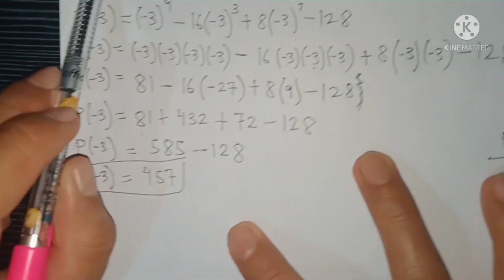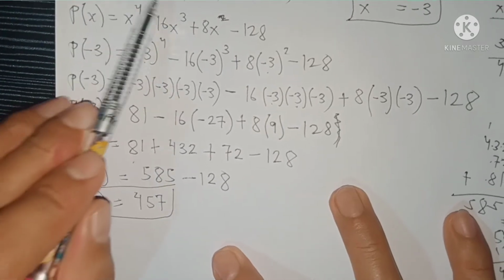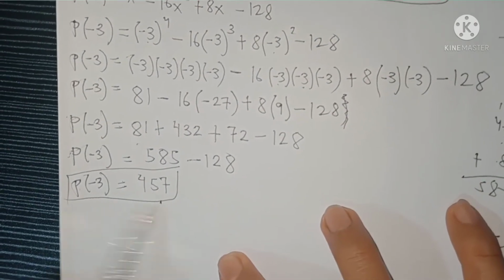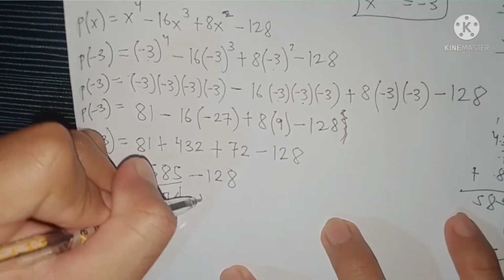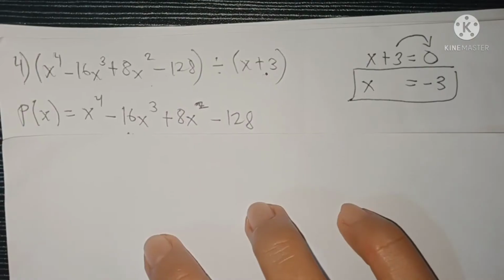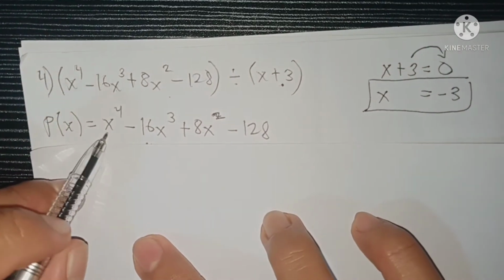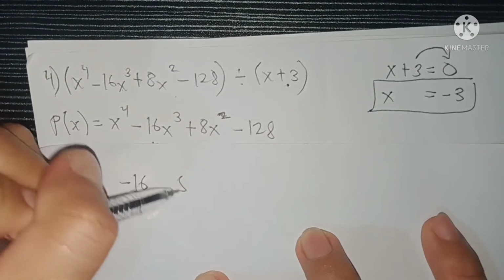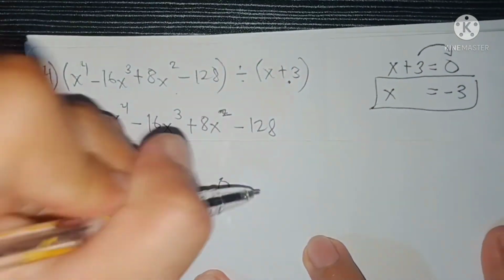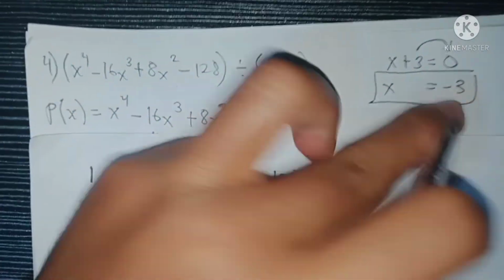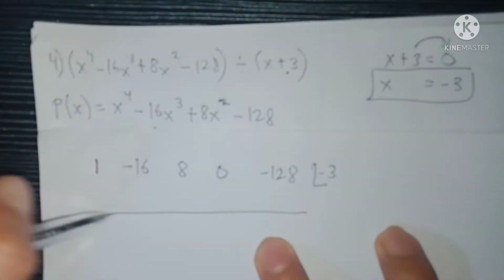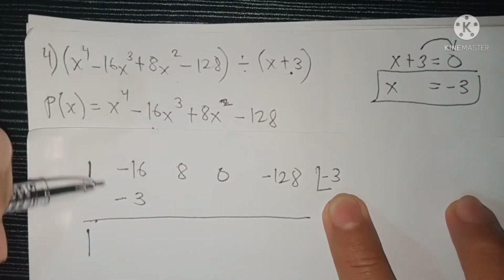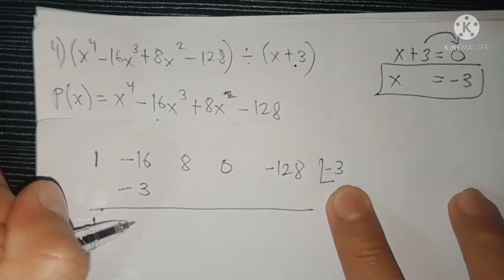Ang remainder daw kapag yung x raised to the 4th power minus 16x cubed plus 8x squared minus 128 ay dinivide ng x plus 3. Yun ay 457. So let us check kung ang magiging remainder nga niya is 457. So how to check? Let us use the synthetic division. So we have 1, negative 16, and then positive 8, and then wala tayong linear terms. You have 0, and then negative 128. So the test 0 is negative 3. So bring down 1, and then 1 times negative 3, that is negative 3. Negative 16 plus negative 3, that is negative 19.